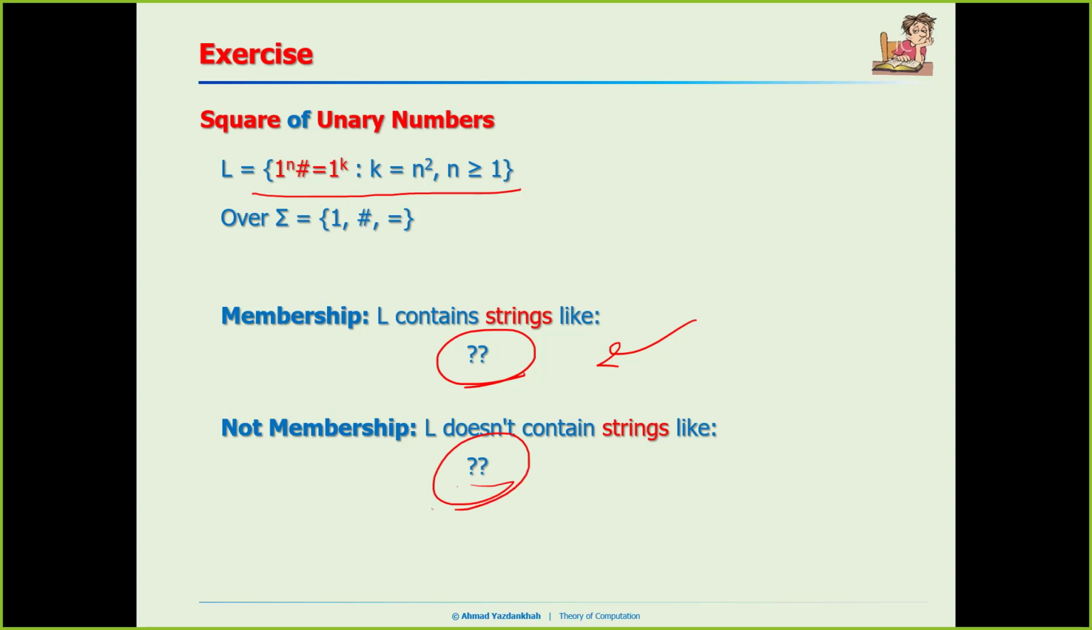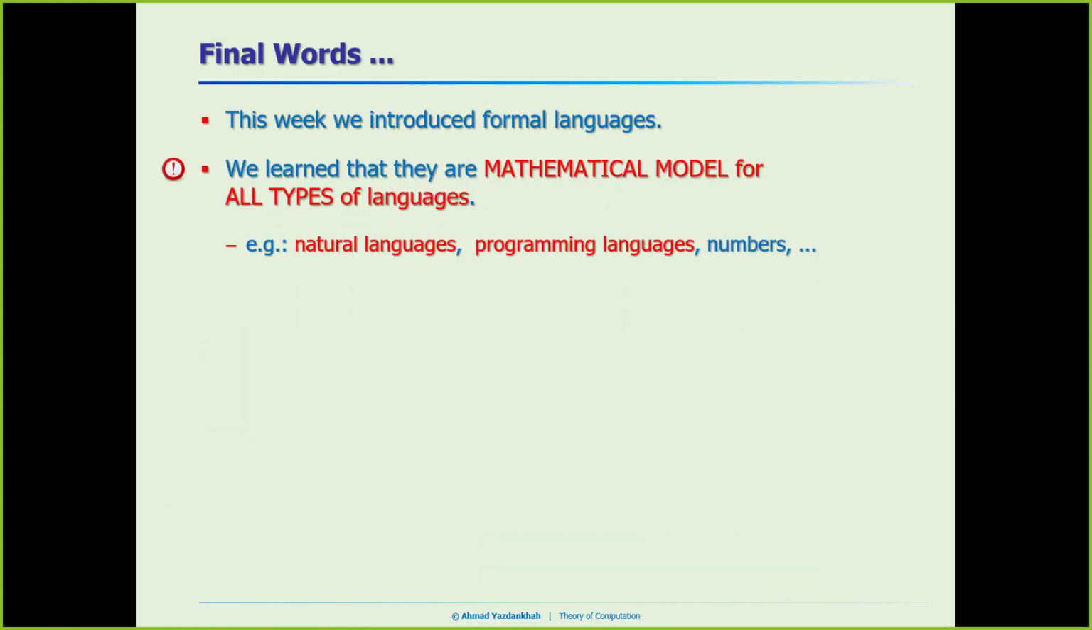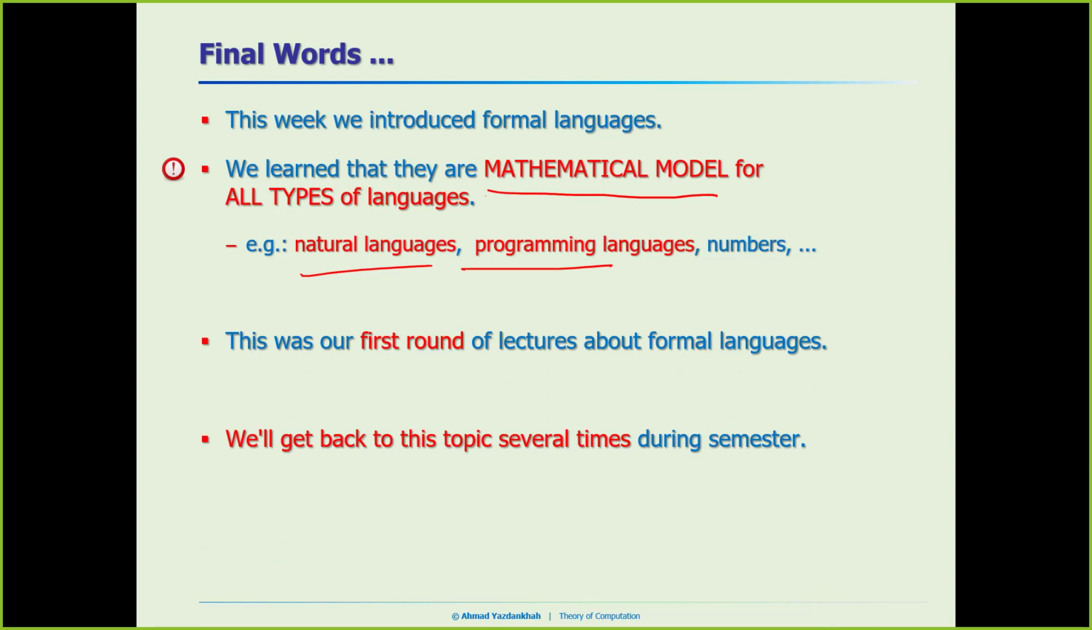And our final word: we talked about formal languages, and we know that they are a mathematical model for all types of languages, natural languages and programming languages. We will get back to this topic later, and we will see more interesting things about formal languages. I'm going to stop here.